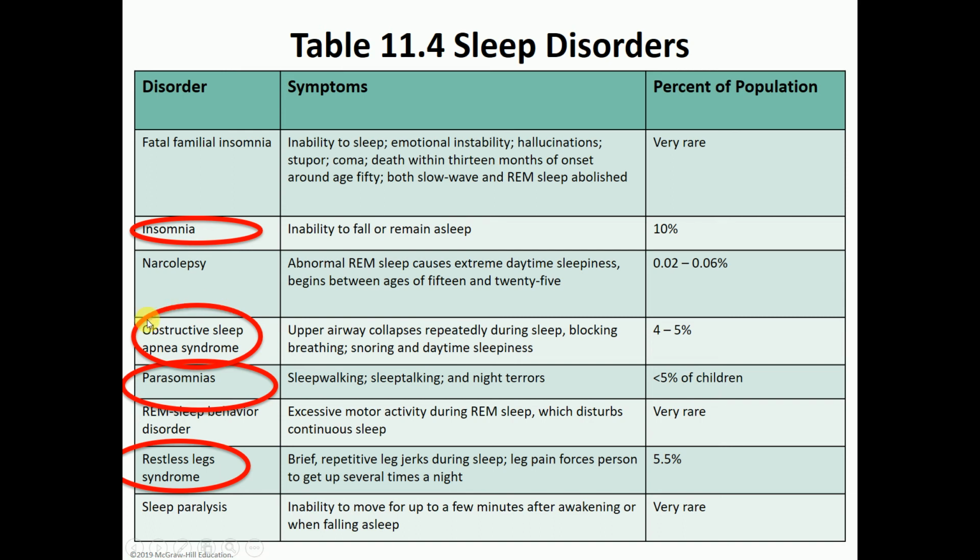We also have obstructive sleep apnea syndrome. So if you've ever had a sleep study done, or maybe you know somebody that has, this is what they're looking for. Sleep apnea means that the person stops breathing during sleep due to obstruction. That obstruction could be due to adenoids or due to the collapse of the pharynx during sleep due to muscle weakness. So there's an upper airway collapse that happens repeatedly during sleep.